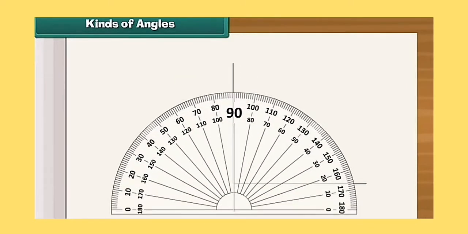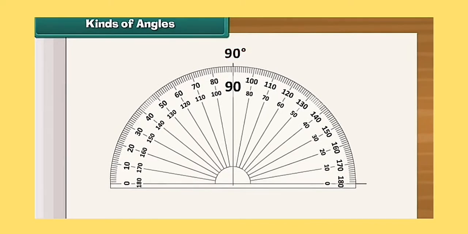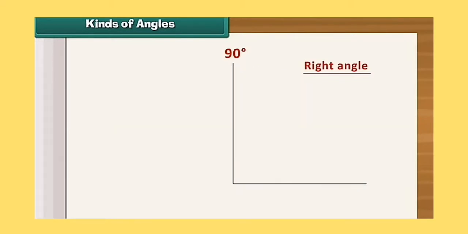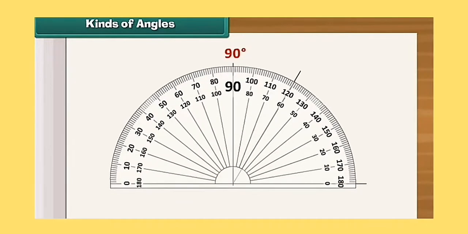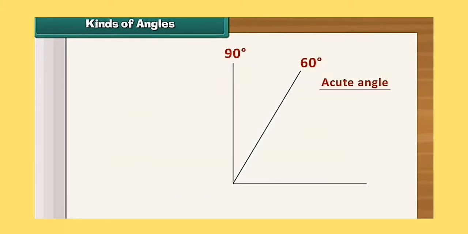Now, an angle with measure 90 degrees. An angle whose measure is 90 degrees is called a right angle. An angle whose measure is less than 90, that is below 90 degrees, such an angle will be called an acute angle. So if it is below 90, it can be 80, 70, 60, 50, 40, 30, 20, 10. So that is called an acute angle.